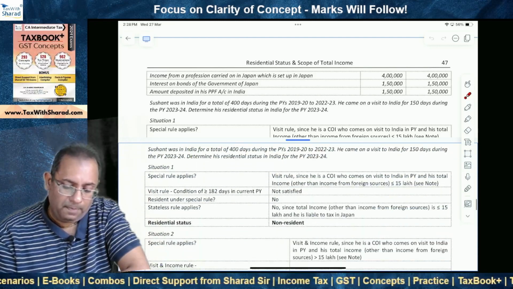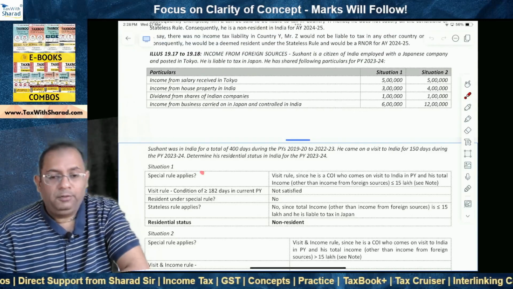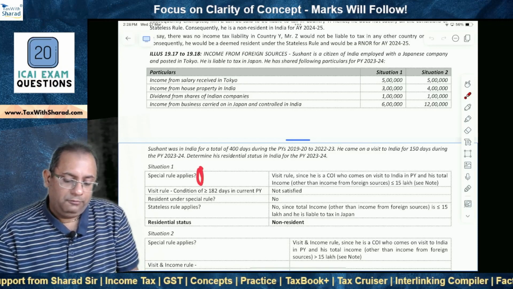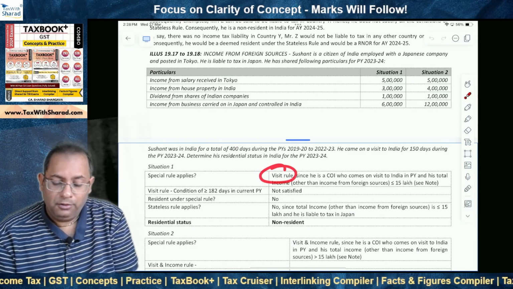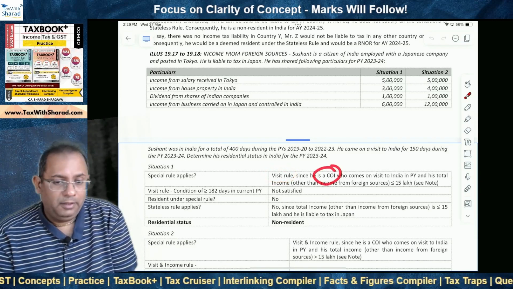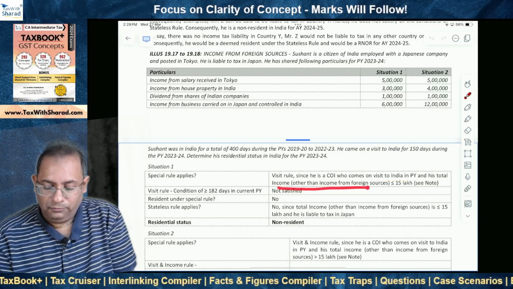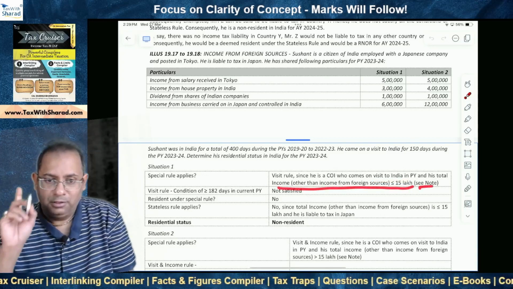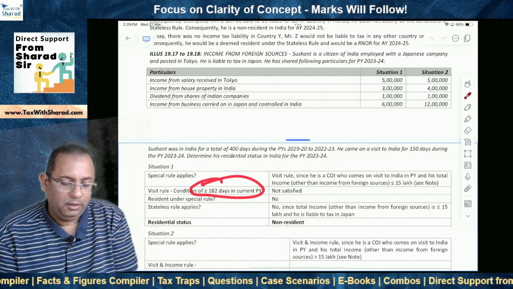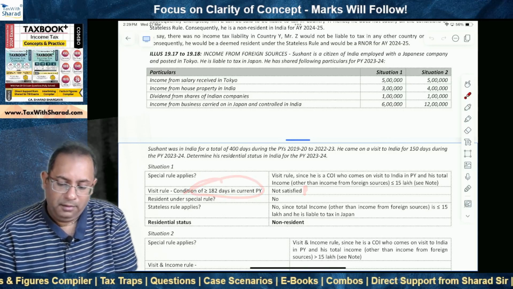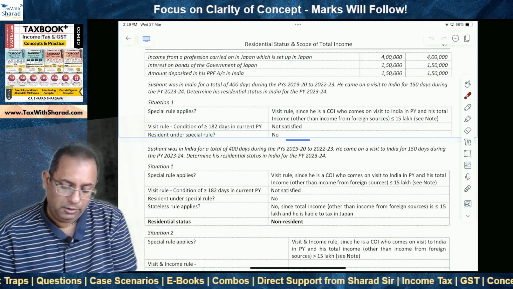So now let's move to situation 1. We need to determine the residential status. First step, does a special rule apply? Yes, it is a visit rule. Why? Because Sushant is a citizen of India who comes on a visit to India in the previous year, and total income other than income from foreign sources is not more than 15 lakh, as we just saw in the computation. To become a resident, he should be 182 days or more in the current previous year. This is not satisfied because his stay in India is only for 150 days as given in the question.